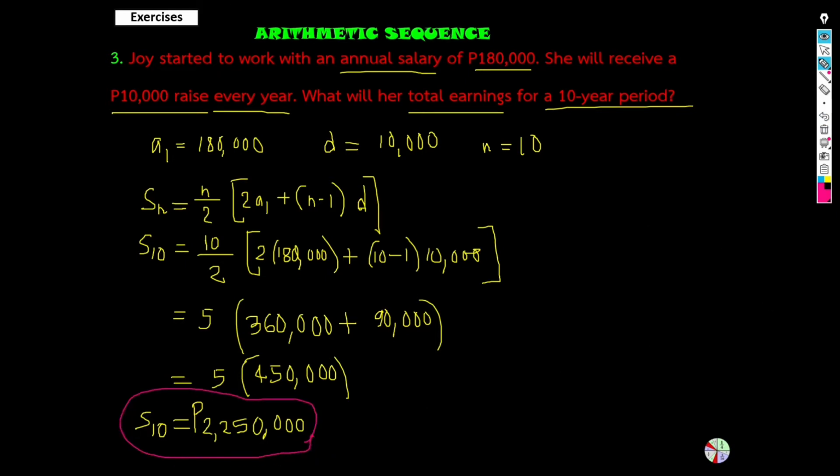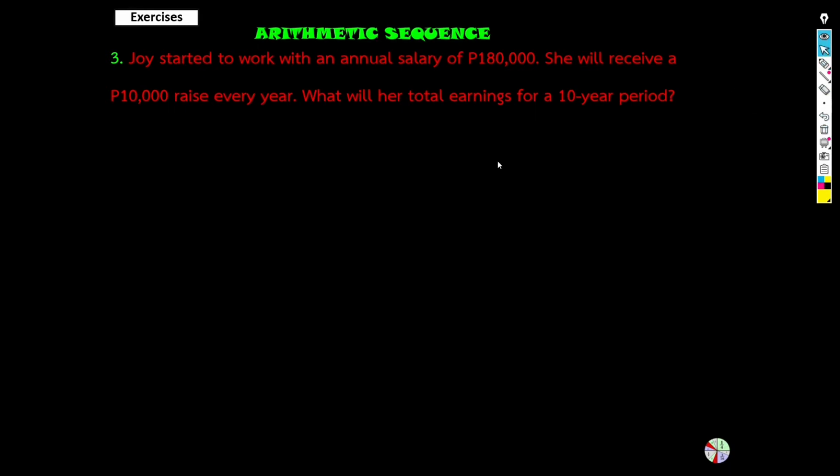S sub 10. This is the total earnings for a 10-year period. Okay? Good. Now let's go to number 4. We have 2 more. Number 4.